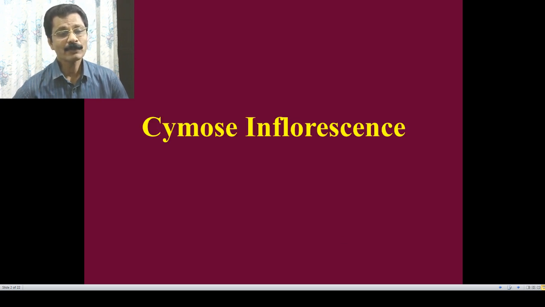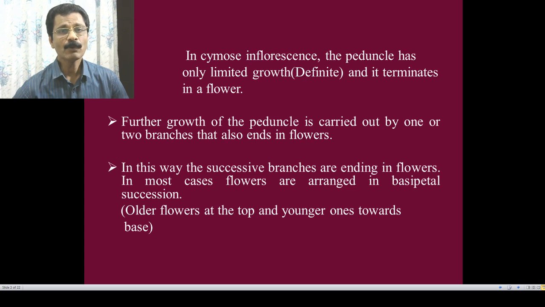What is cymose inflorescence? Cymose inflorescence, in other words called definite inflorescence. The peduncle has only limited growth and it terminates in a flower. Further growth of the peduncle is carried out by one or two branches that also end in flowers. In this way, the successive branches are ending in flowers. Such a type of inflorescence is called cymose inflorescence, otherwise called definite inflorescence.